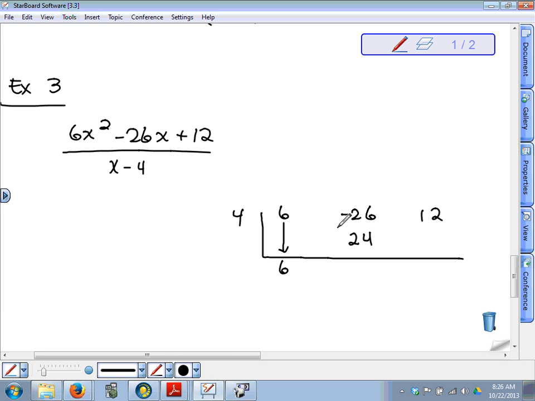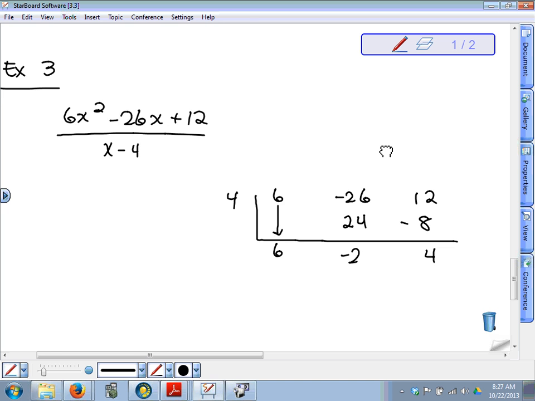Numbers that form the column inside of the upside down bar always add. Negative 26 plus 24 is negative 2. And since this number is on the outside, what happens to it? You times it with the 4, write the result right here. Since these form a column, we're going to add these. 12 plus negative 8 is 4.